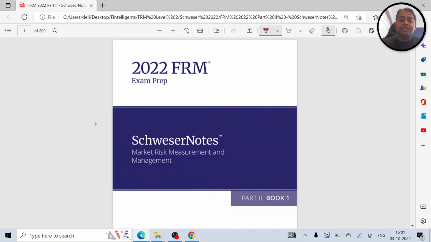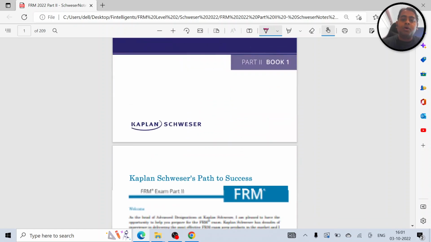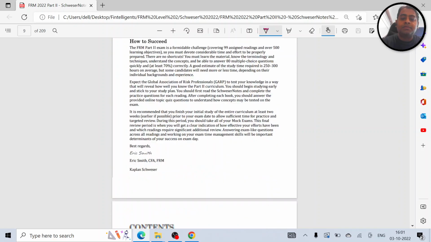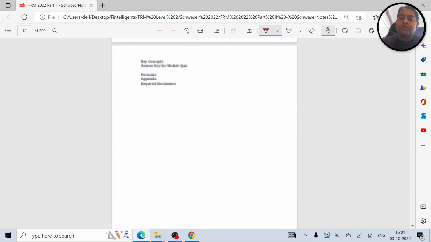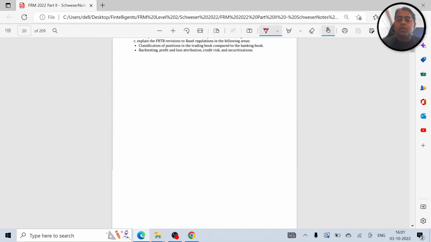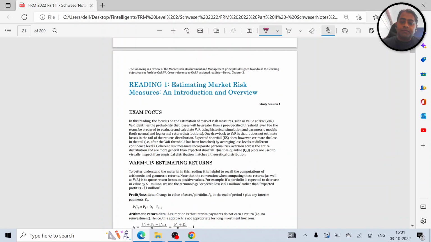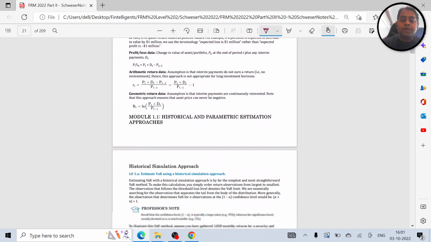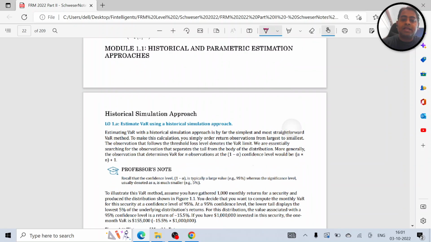So with this, let us start with the discussion for the market risk book. I'm directly going towards the first chapter, which is estimating the market risk measure. If you have read this book, this first chapter is more or less connected to the concepts of Level 1. I'm going to be marking out a few important sections here and there. Historical simulation, I'm making it slightly bigger.